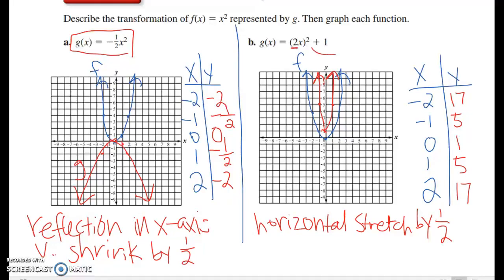My next transformation is the +1, so that's going to be up 1 unit. If you're wondering how I got the values in the table, I plugged my x values into my g of x function to get those numbers and plot my points. Make sure your graphs look good and bring this to class tomorrow.